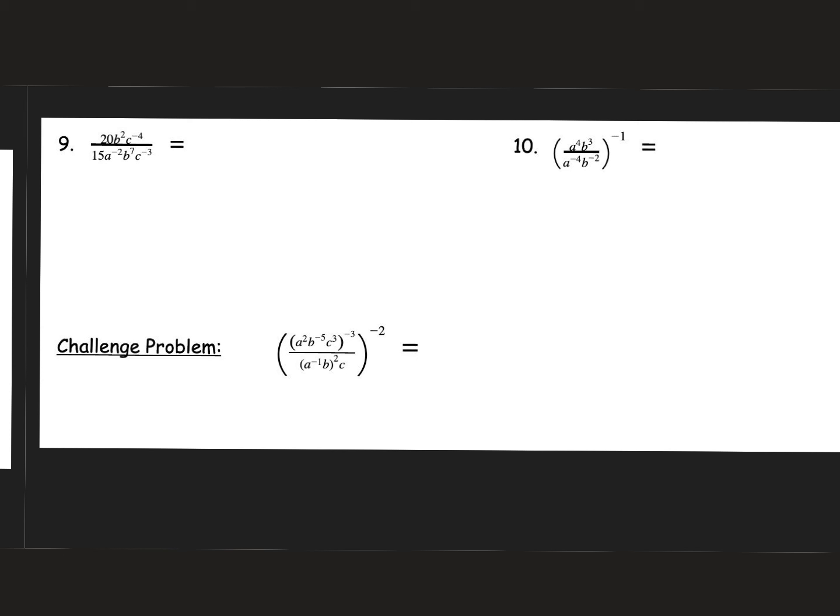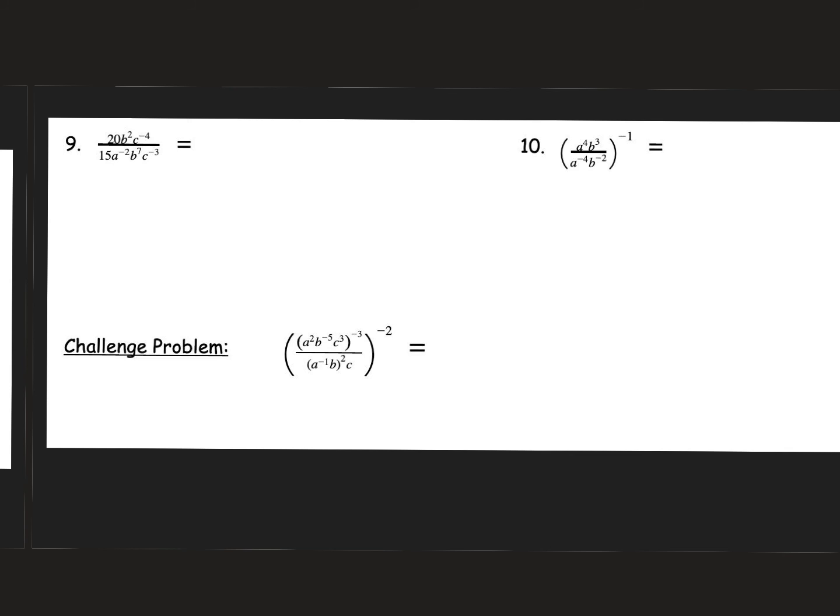So let's look at number 9 here. All right, so number 9, again, we can see we have a quotient. So the first thing I'm going to do is I'm going to take a look at my coefficients. I have 20 and I have 15. Both are divisible by 5. 20 divided by 5 gives me 4. So I have a 4 in my numerator.